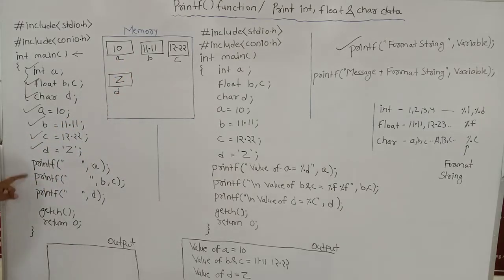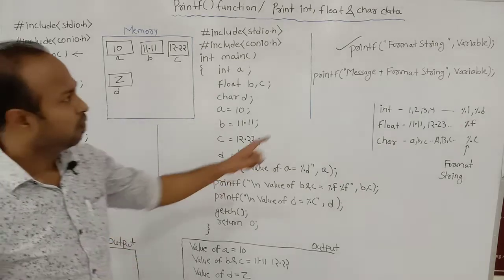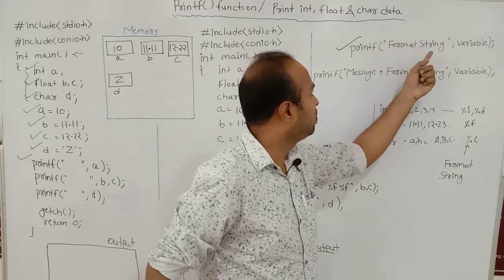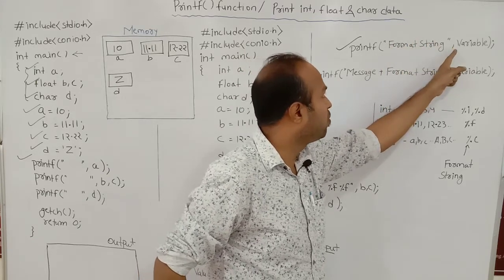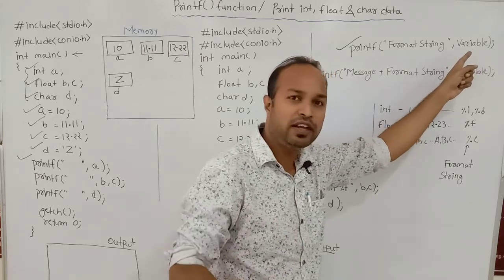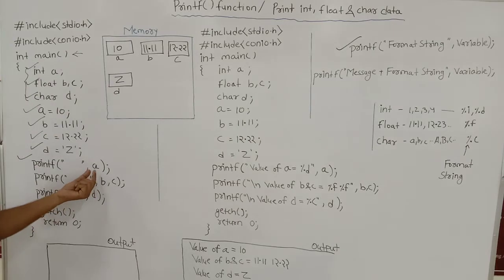So for printing, we will use the printf function. And how can we print? Suppose we want to print the value of A. So what is the format? Within the double quote we have to write the format string and then comma, then the variable name. The variable name we will write outside of the double quote. So here we have already written the variable name. A will print 10. But here we have to write the format string.